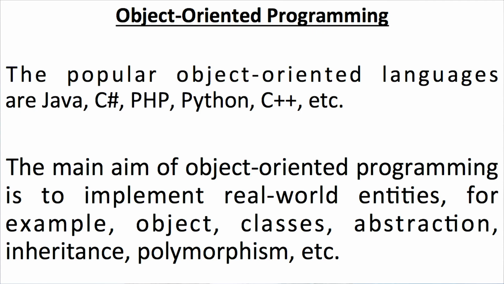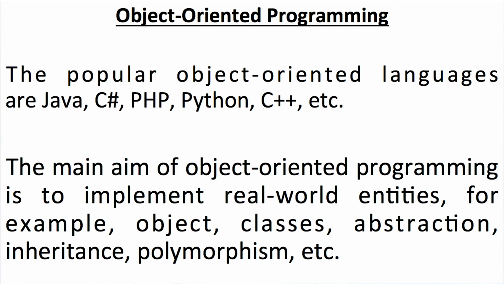The main aim of object oriented programming is to implement real world entities, for example object, classes, abstraction, inheritance, polymorphism. So these terms are related to real world entities, like inheritance. This is a feature related to the example, like the son inherits the features of his parents. So inheritance is taken from there. This is a biological term, which is used in this object oriented concept.